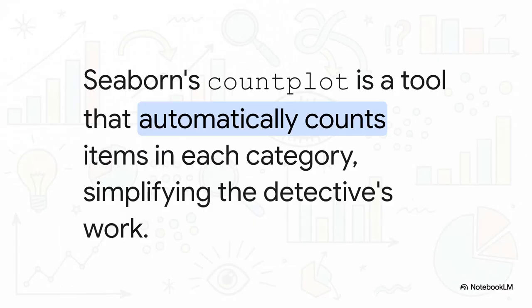And this is a perfect example of why seaborn is so awesome for this kind of work. It has a tool called countplot, and what it does is it automatically counts everything up for each category and draws the bar chart for you, all in one go. It just takes care of the grunt work, so we can get straight to the interesting parts.